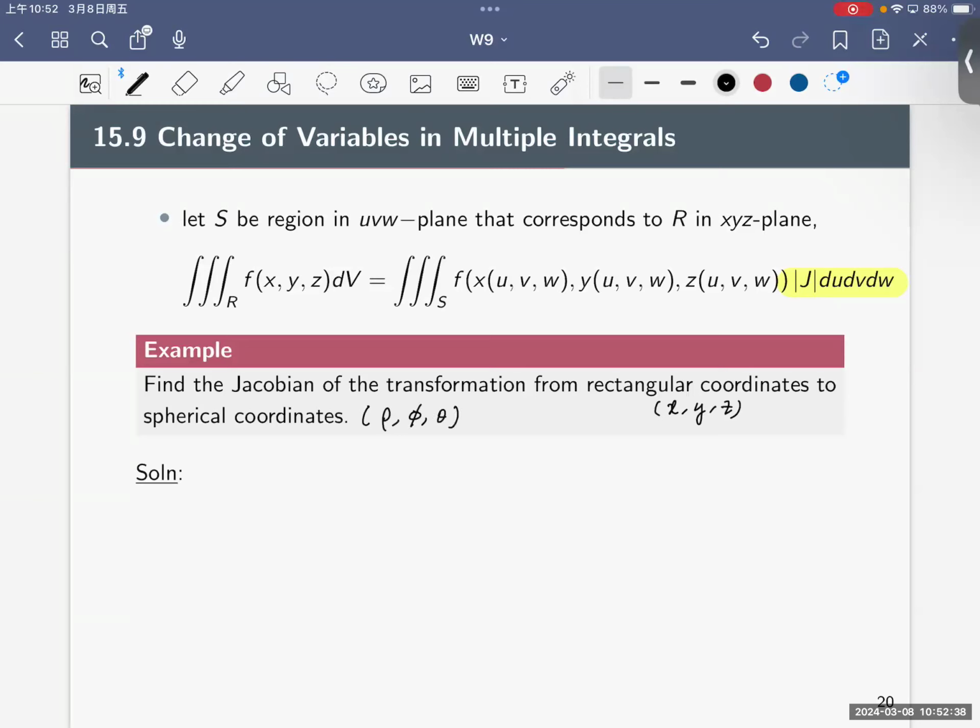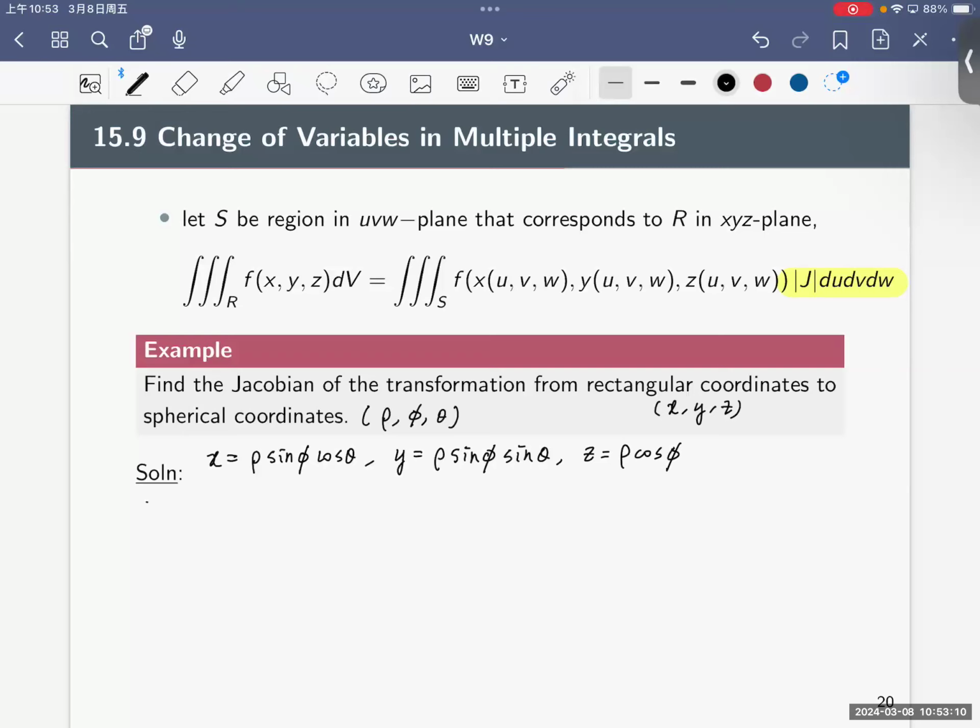We know the equations that relate them. Expressing x using rho, phi, theta, I have rho sine phi cosine theta. And y in spherical variables is rho sine phi sine theta. And z in spherical variables is rho cosine phi.